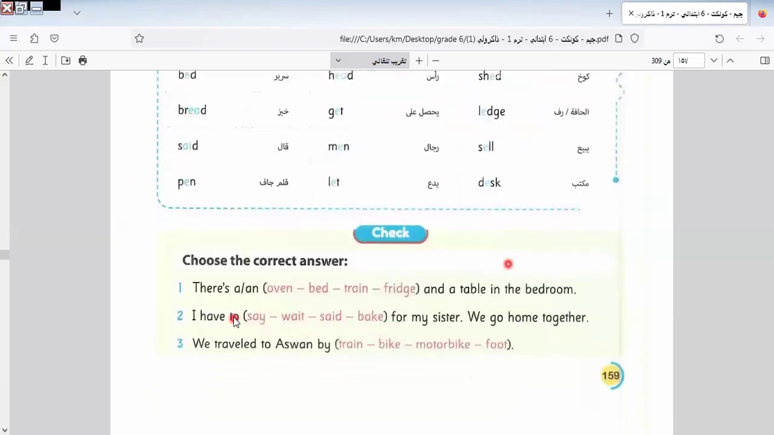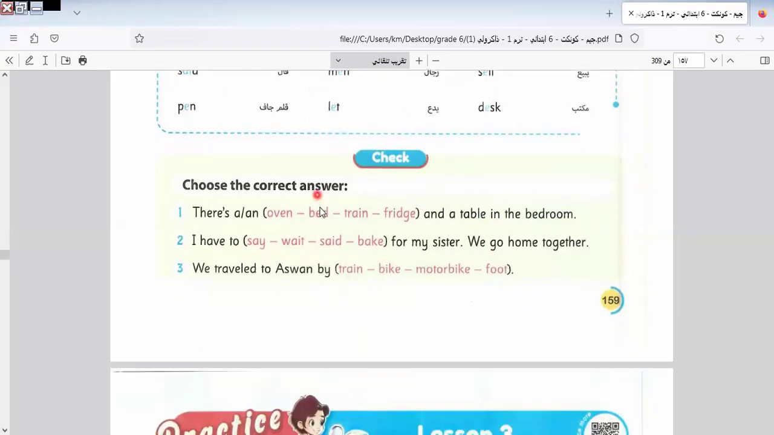Here we have, there is a table in the bedroom. In the bedroom, we say a table. We have a table and what? And bed. Select this one. We can see your bedroom. We have what and what in the bedroom? We have a bed and a table. My sister will go home together. So it will be what? We have to wait for my sister.